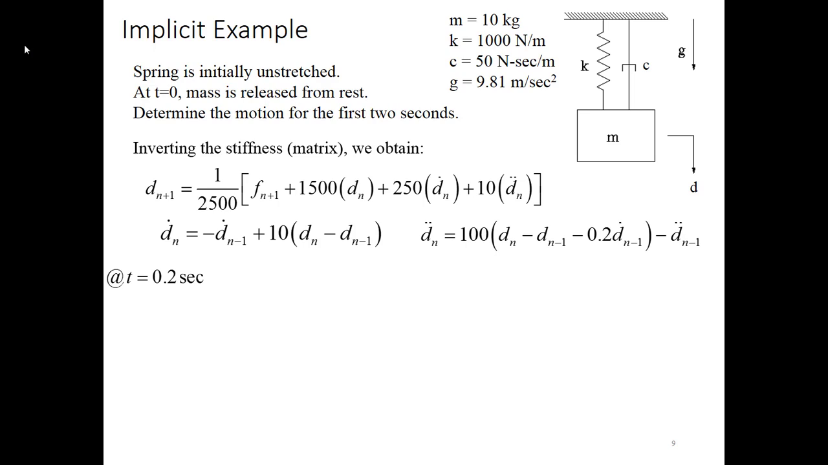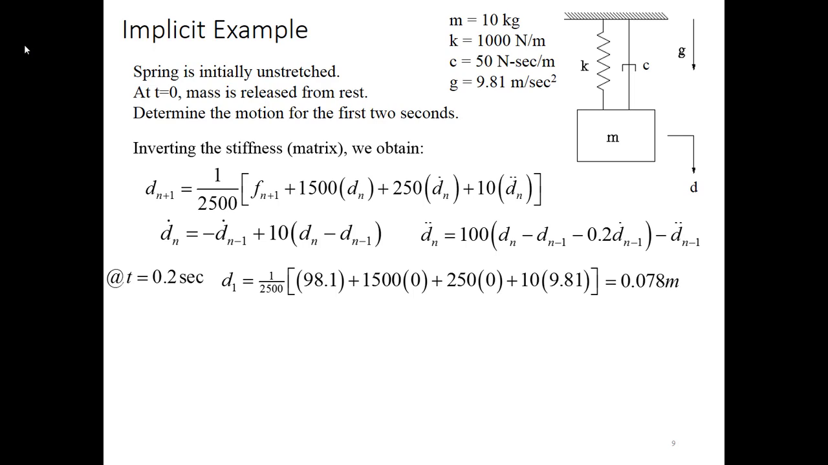Okay, so now using my formula, I want to move forward in time. I've got information at t equal to 0. I know that it's at rest and it's at position d equals 0, and I know that the current acceleration is the gravitational acceleration, 9.81 meters per second squared. So those are my initial conditions. So I can move forward, and I calculate that the displacement at my first time step, t equals 0.2 seconds, is going to be equal to 0.078 meters.